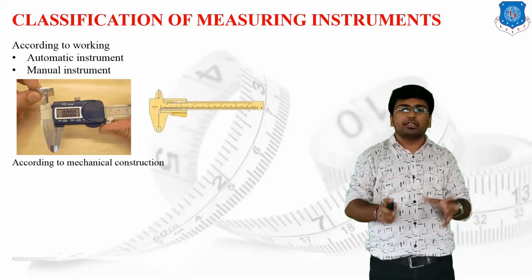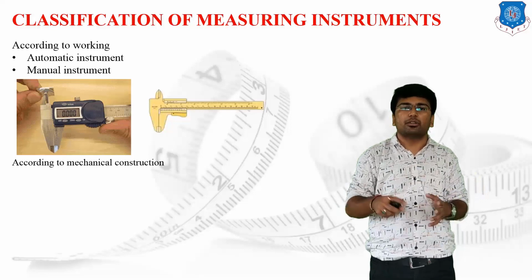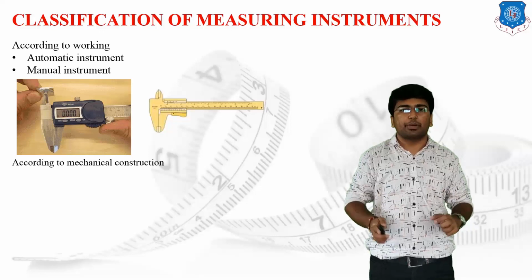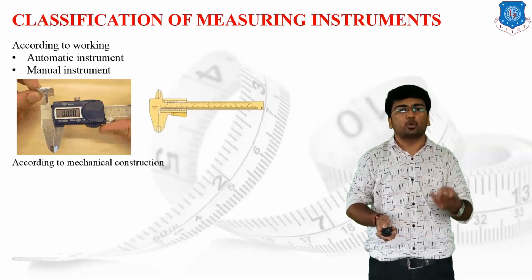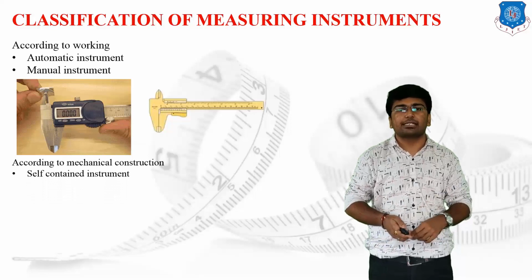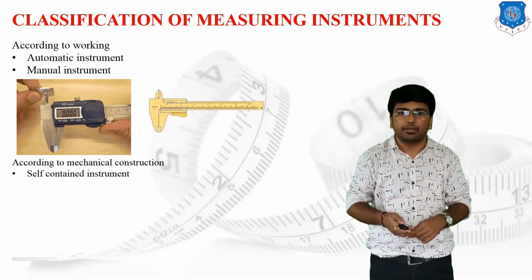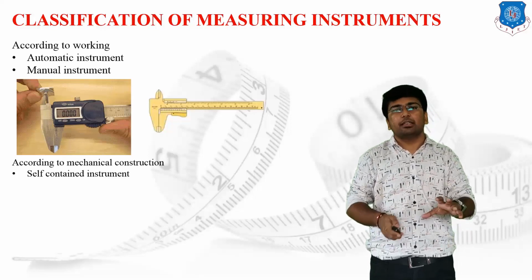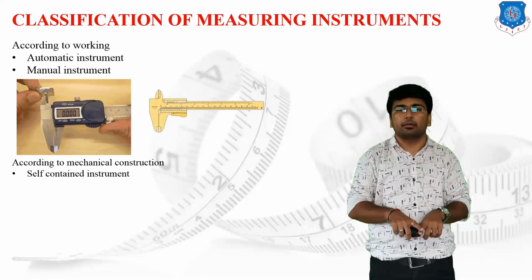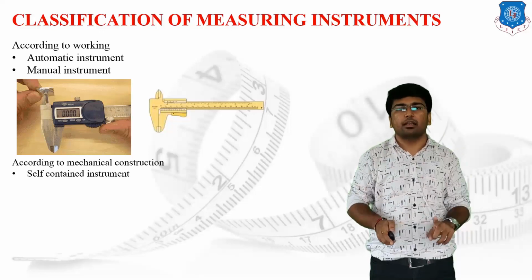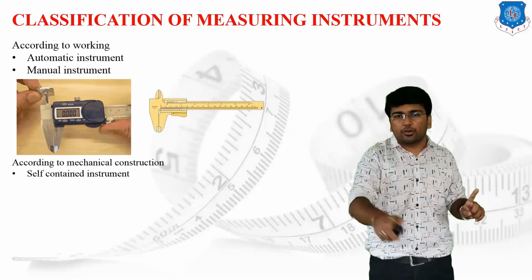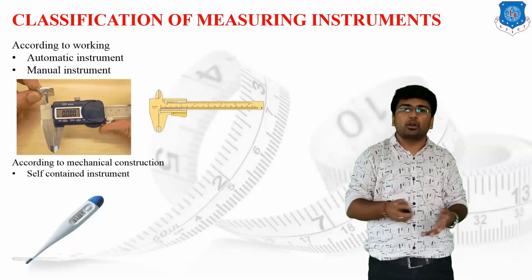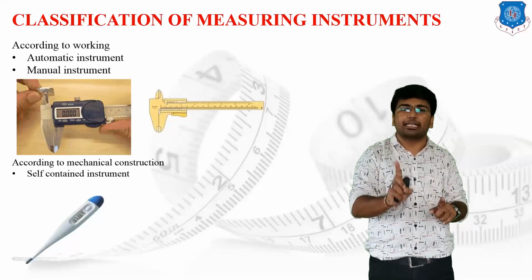It means the instrument is either set over a single body, or the instrument has different parts which are located in different locations. On this basis, we have classified the measuring instruments into two different categories. The first one is the self-contained instrument. The self-contained instrument is one where the whole setup is set over a single body, or we can say that within the closed body, all the sensing elements, all the representing elements, all the transmission elements and all the measuring elements are placed in a single body.